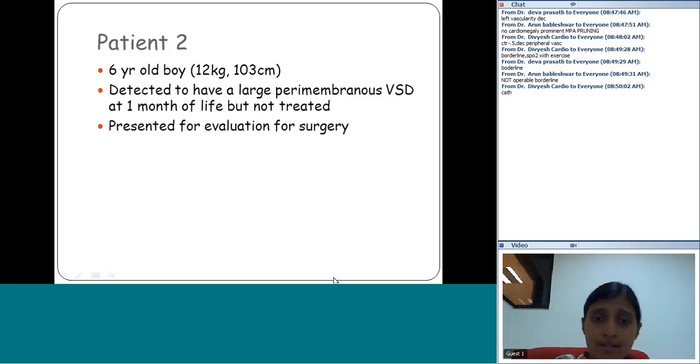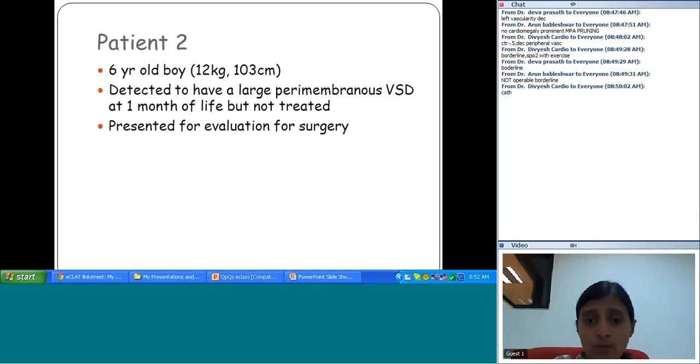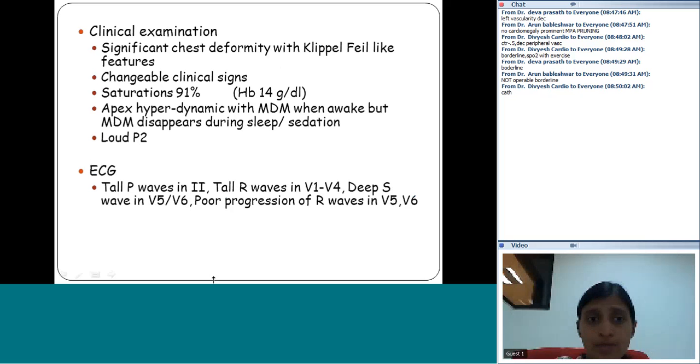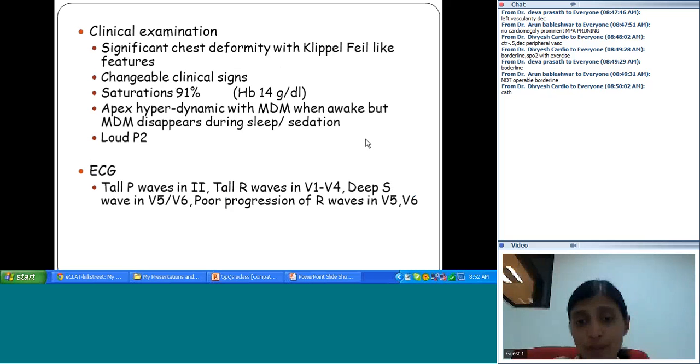Now this chap had some chest deformity. Okay, remember the X-ray that we saw earlier on with the kyphoscoliosis? It's actually this patient's X-ray. So he had some chest deformity and quite changeable clinical signs. So at times, he had an MDM. Sometimes we could not pick up the MDM. His saturations were only 91%.